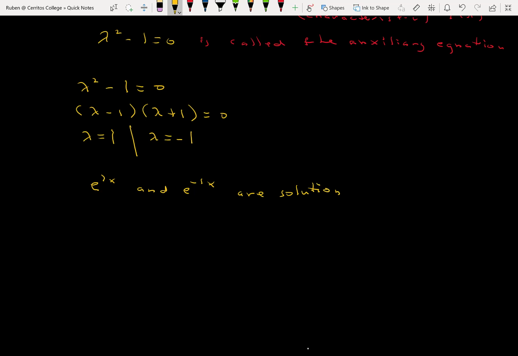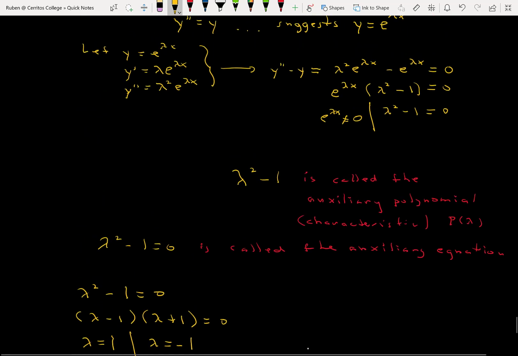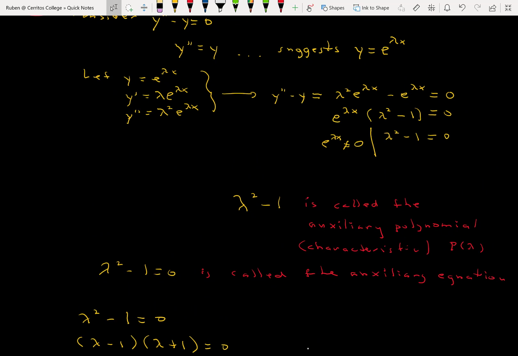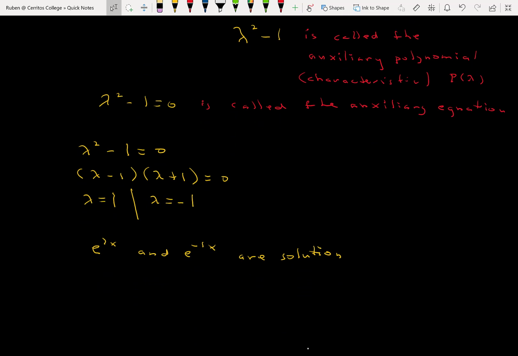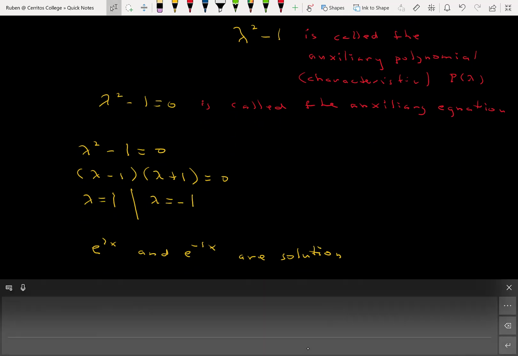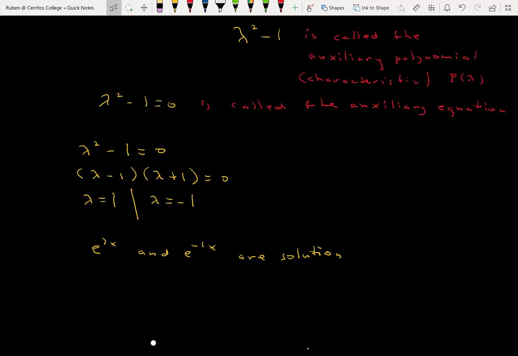Remember, the original idea is that we were assuming that our solutions were of the form e to the lambda x. We were making the assumption initially that the solutions looked like e to the lambda x. And we found that the possible values for lambda were 1 and negative 1. So e to the 1x, that's a funny looking 1, and e to the minus 1x are solutions.